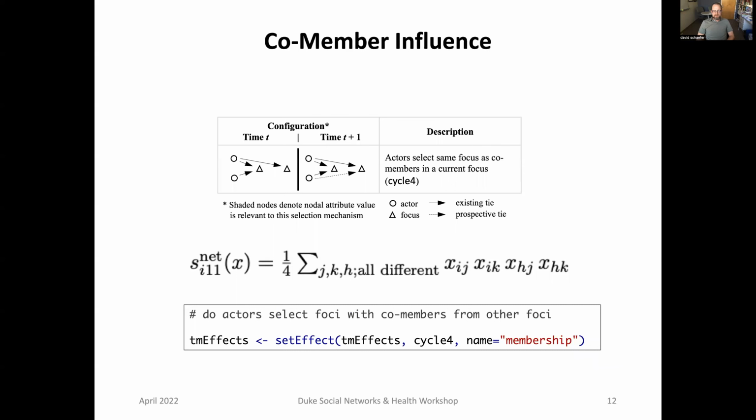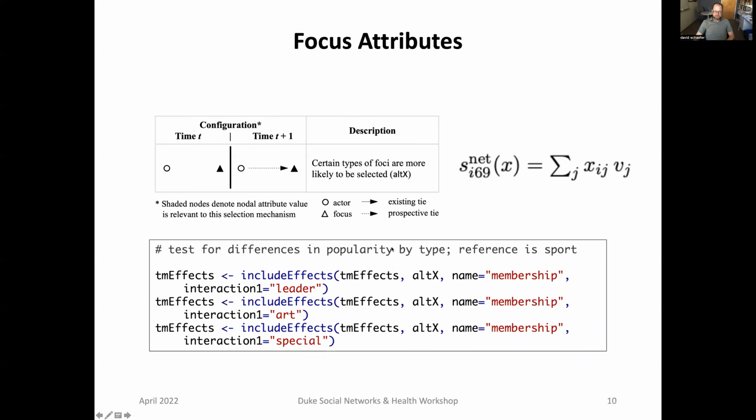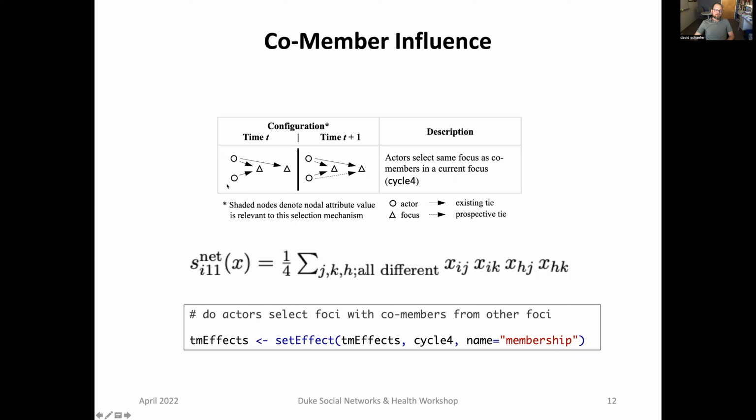Co-member influence. Here we have two actors who belong to the same foci at time one. One actor also belongs to a second foci. And then at time two, the second actor joins that same foci. So here we have a 4 cycle, but with directed ties set up accordingly. And again, you can see how it is calculated here, as well as the script to add that to your model.